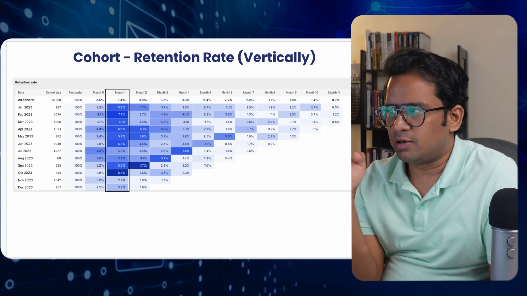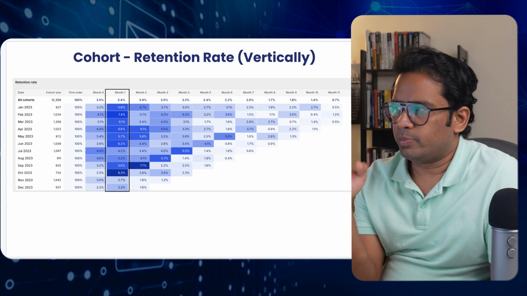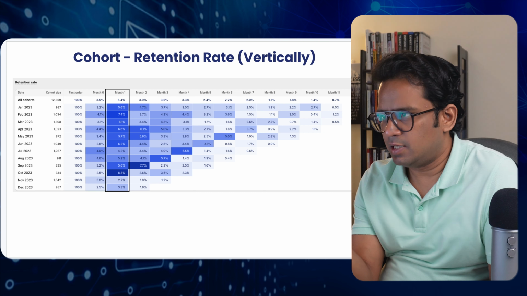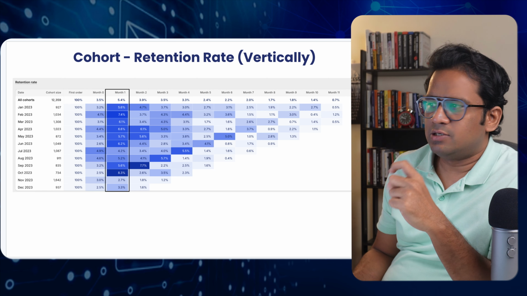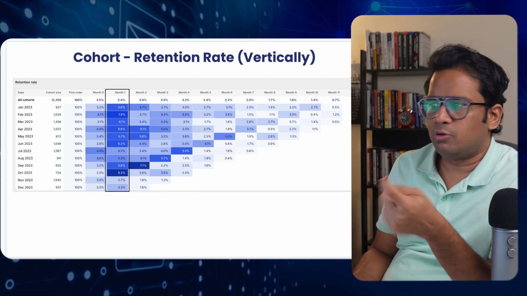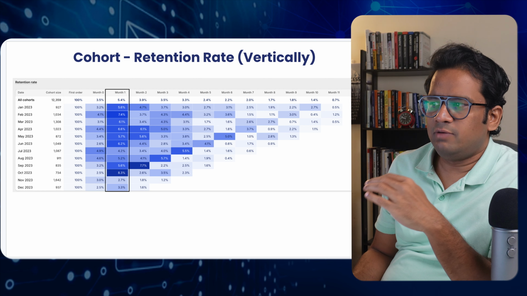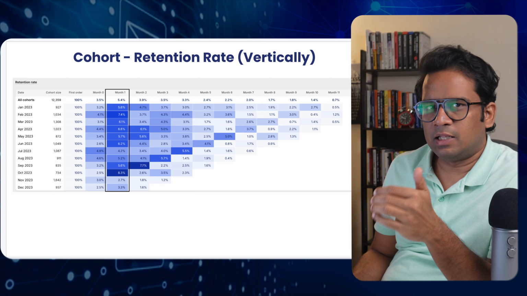So is the first month working better than the second month, or third month, or fourth month? That's the analysis which is done at the vertical level. It also depends on what kind of insights or business data you are looking at. But month on month, vertically, will tell you which month is better than the other month.